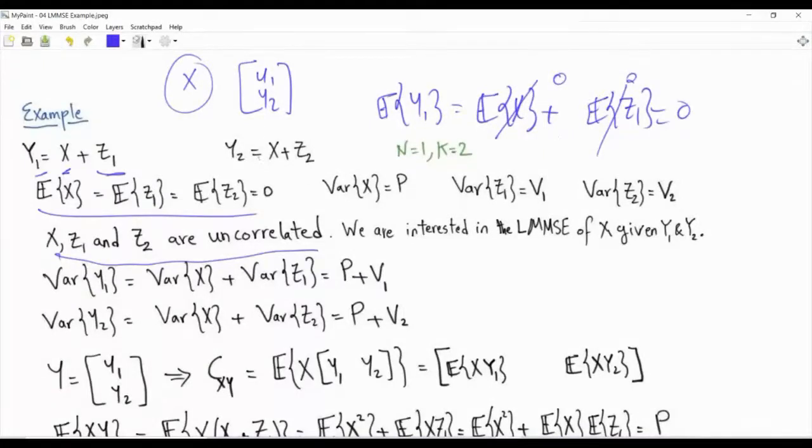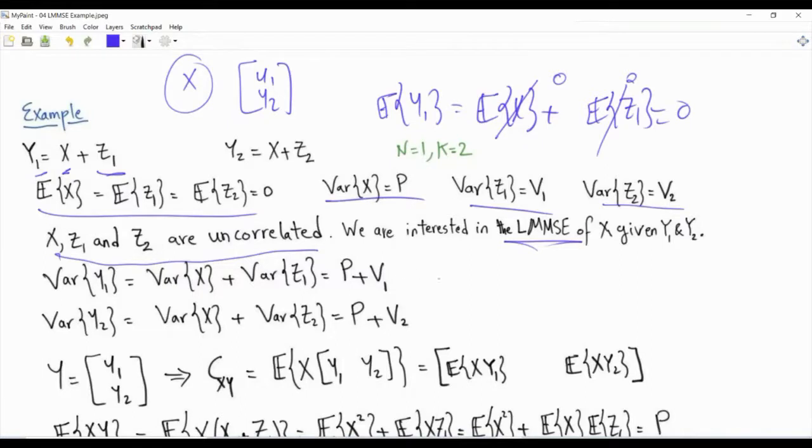Same story for y2. You are also given the information that the variance of x is p, the variance of z1 is v1, and the variance of z2 is v2. You say, okay, so where are the covariances? If they are not mentioned in the problem statement, it means that you can compute them. The information in the problem statement is enough so that you can obtain the LMMSE estimator.